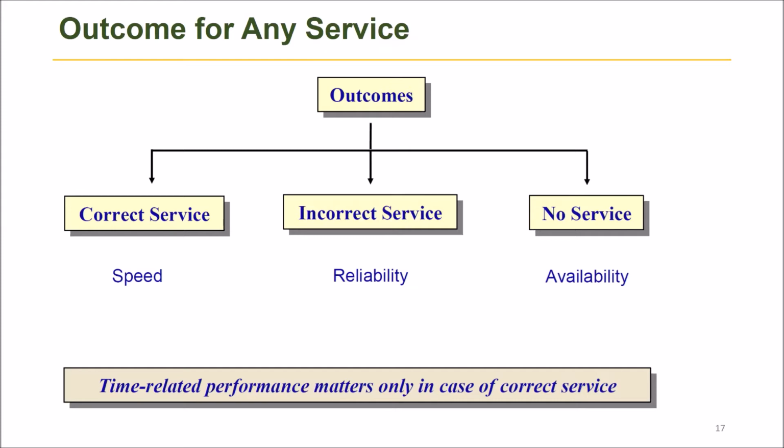If the system did not produce the correct results, then we should consider metrics related to the reliability of the system. When the output is not correct, it is not important how fast it can be generated. When the system is not able to respond to the input or generate any output, then we should look at availability metrics.